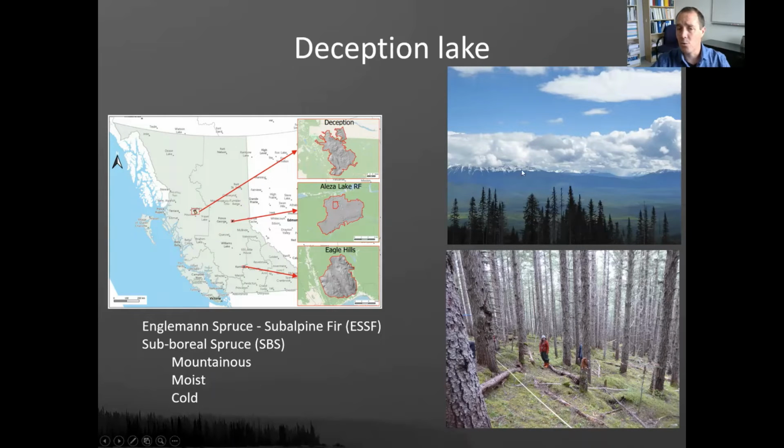And as you can see in this photo on the top right here, it's a very mountainous region, lots of topographic complexity. It's also an area that gets a considerable amount of precipitation, so we deem it as being a moist area, not wet, but just moist. And it is quite cold, so cold really is a key factor.